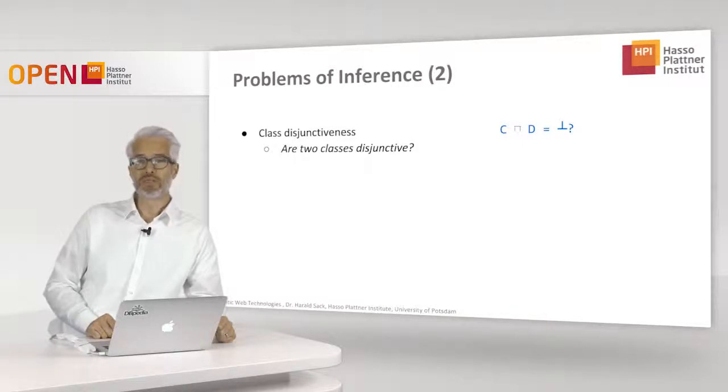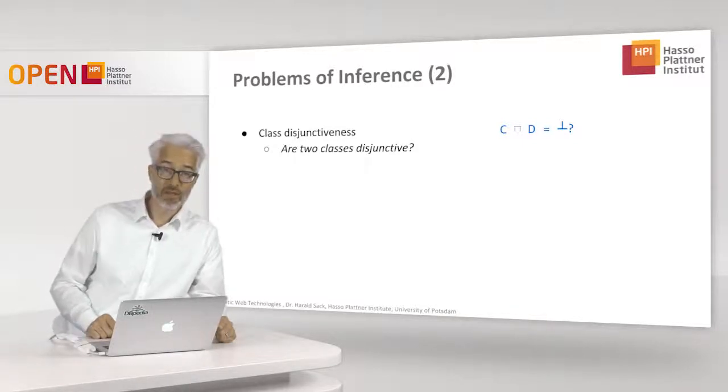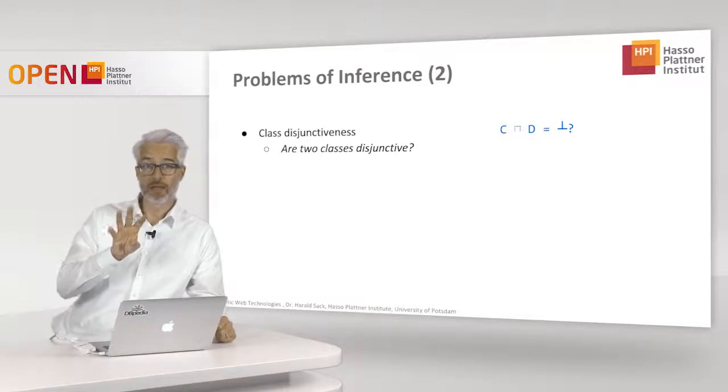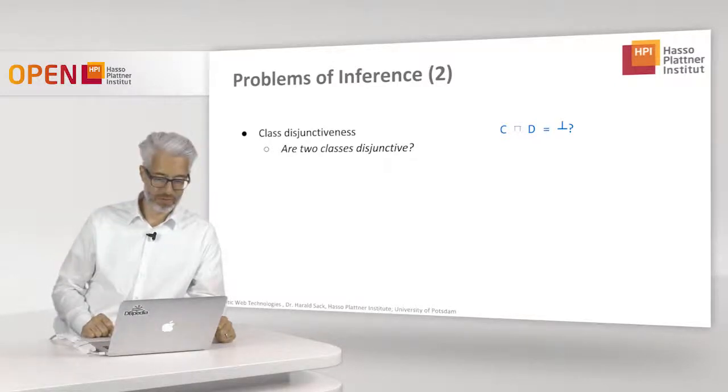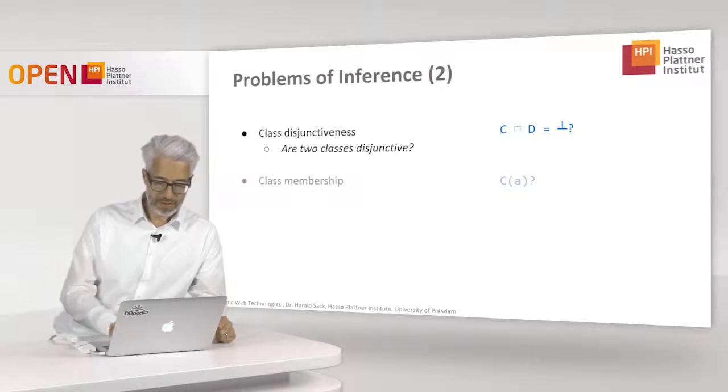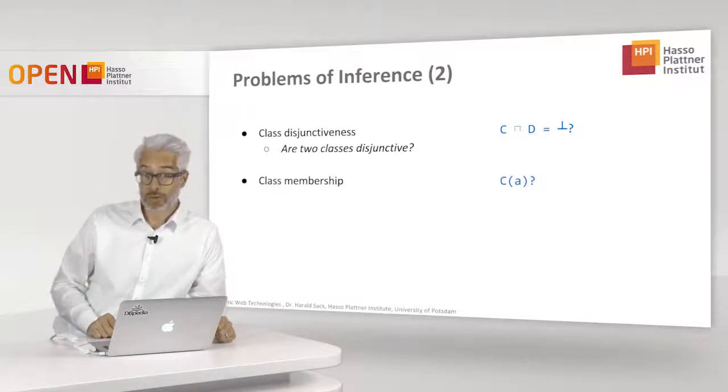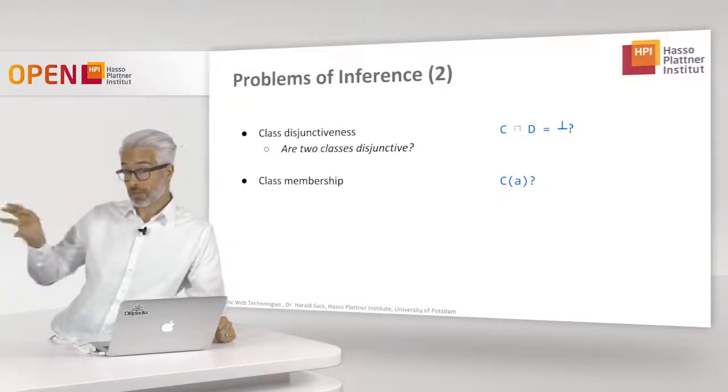So there are no individuals which at the same time belong to both classes. Class disjointness is rather important. So this is a lot of things about classes. Of course, then we can also look at the individual level.